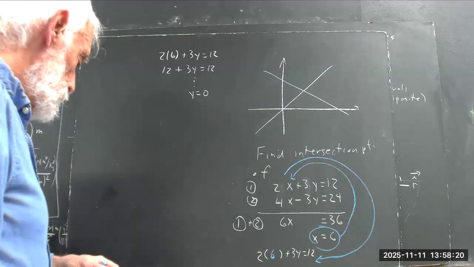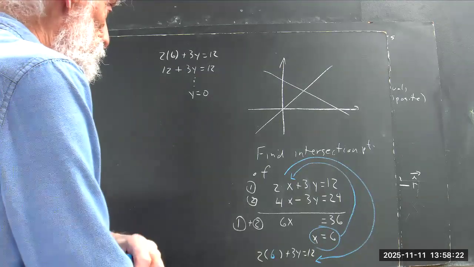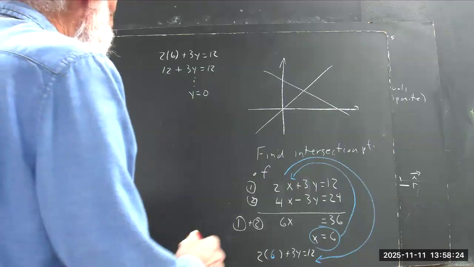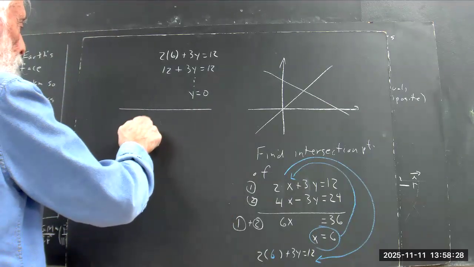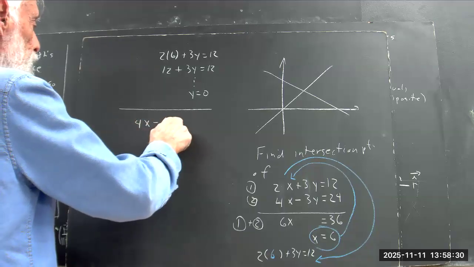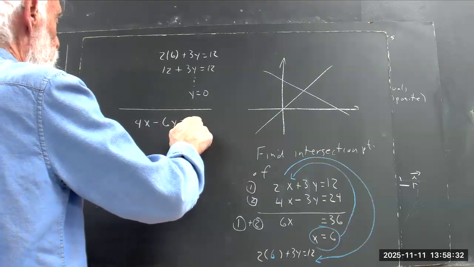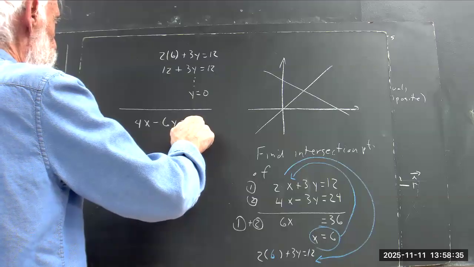Now, what we are aiming at. Okay, well, one more example. Let's say we got 4x minus 6y equals what?